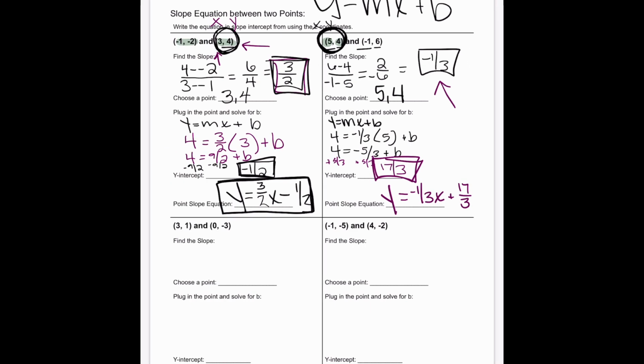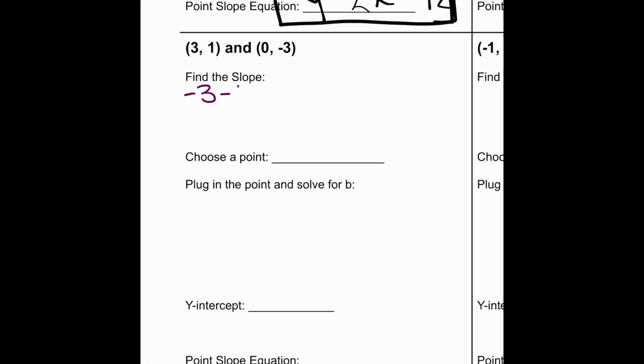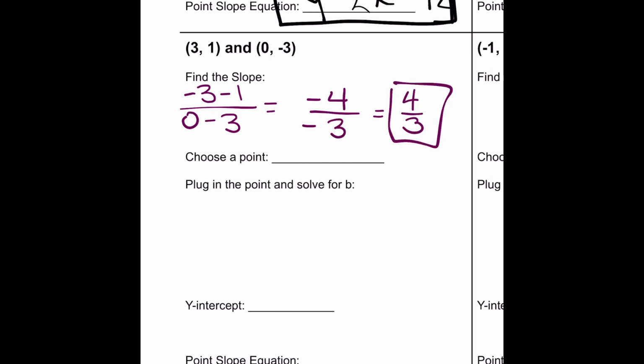All right, we're going to do it again here. Find the slope, negative 3 minus 1 over 0 minus 3. We get negative 4 over negative 3, which is a positive 4/3. Then choose a point. I'm going to choose the point with the 0: 0, negative 3. Remember, this is your x, this is your y. Plug into the equation, y equals mx plus b.